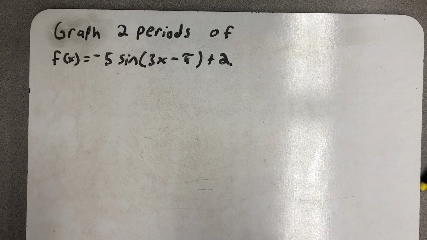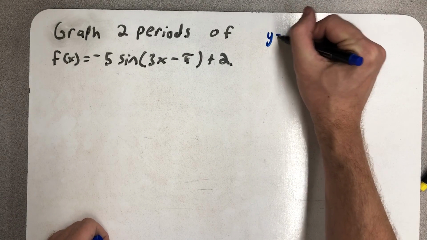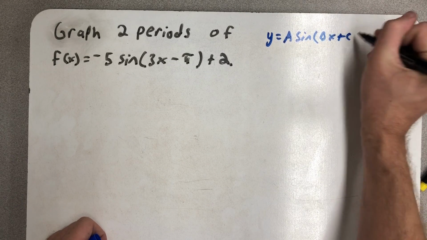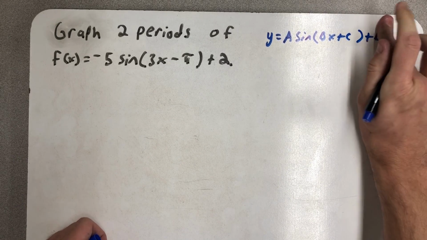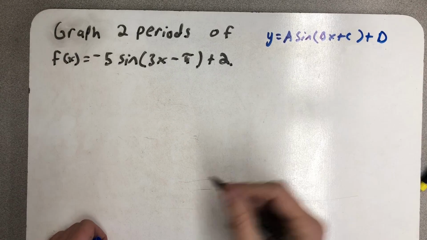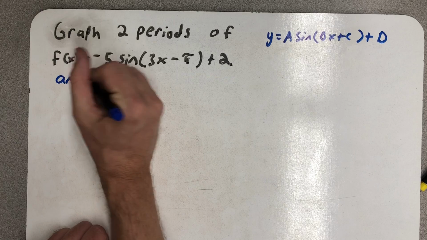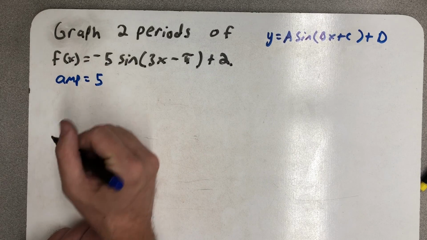Let's graph 2 periods of f of x equals minus 5 sine of 3x minus pi plus 2. All right, so we have a sinusoidal function in the format of a times sine bx plus c plus d. And we remember that our amplitude is the absolute value of that number sitting out front. So this trig function is going to have an amplitude of 5.